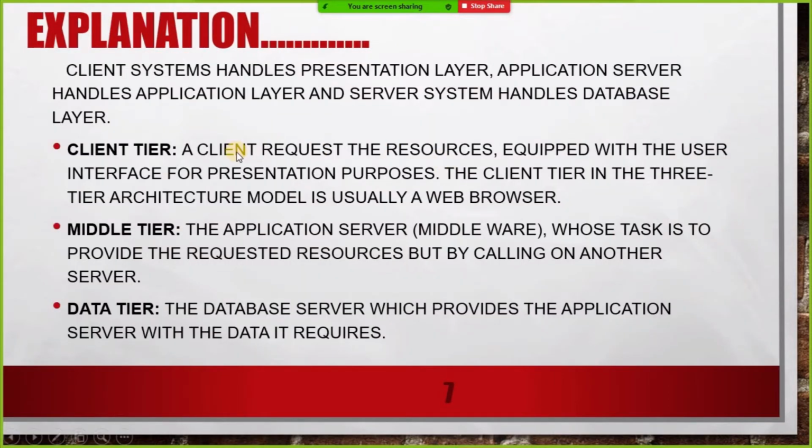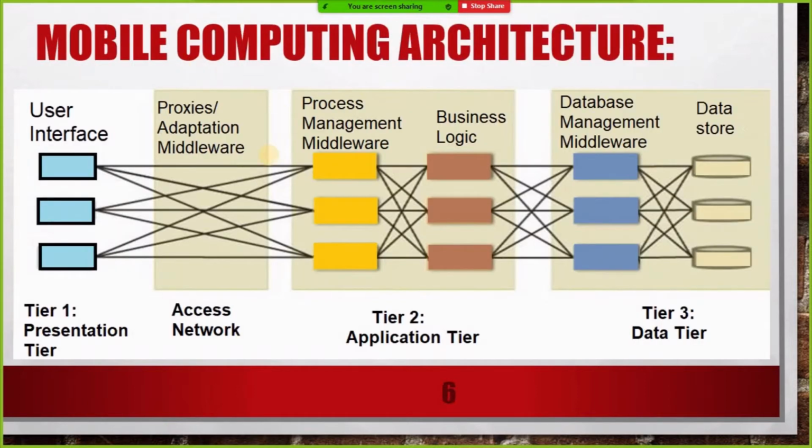So this is the explanation of each tier. As I have already mentioned, the client system or user interface handles the presentation layer, the application server handles the application layer or application tier, and the server system handles the database layer or data tier. As we all know, the client requests the resource, and this presentation tier or client tier is nothing but a web browser, because a client sends requests from a web browser like Mozilla Firefox, Google Chrome, Opera browser. So the client tier is a web browser.